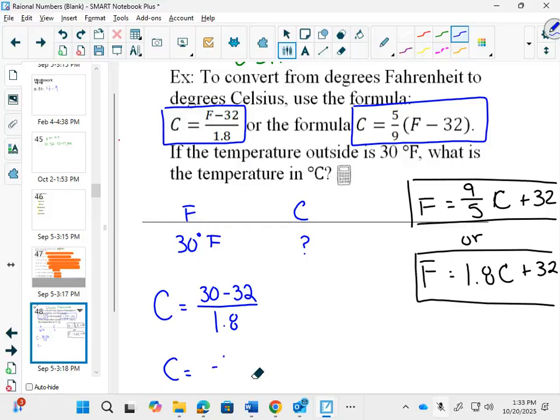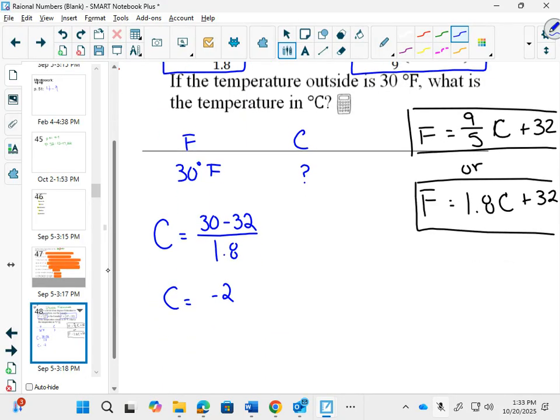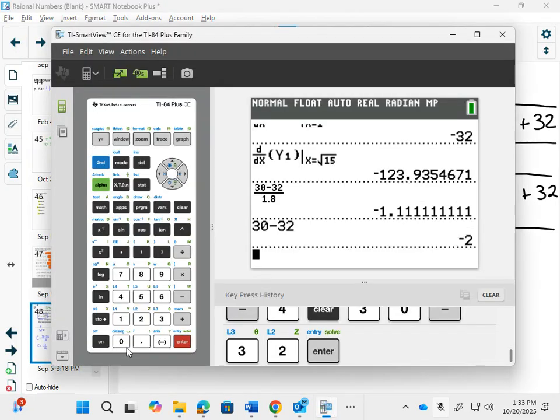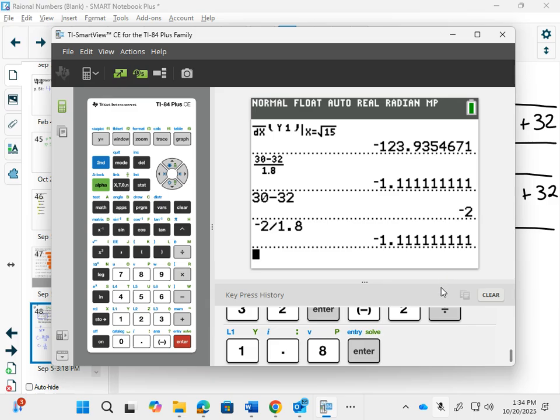So we can go back to our formula here, and I get minus 2 over 1.8. When you have a fraction like this, do you know that on your calculator, that's your divide button? So I take out my calculator, I go negative 2 divided by 1.8, and I should get the same answer that I got before, negative 1.1 degrees.